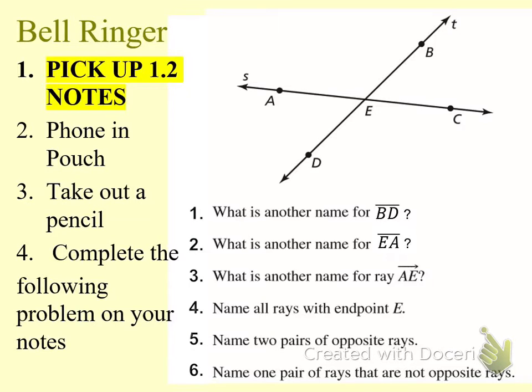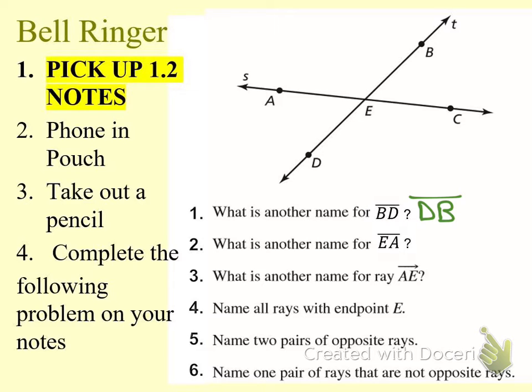Number 1, it says, what is another name for BD? What kind of line is BD? A line segment. How do I know it's a segment? Because there's no arrows, just a straight line. So what is another name for this segment? DB, straight line. That's it.